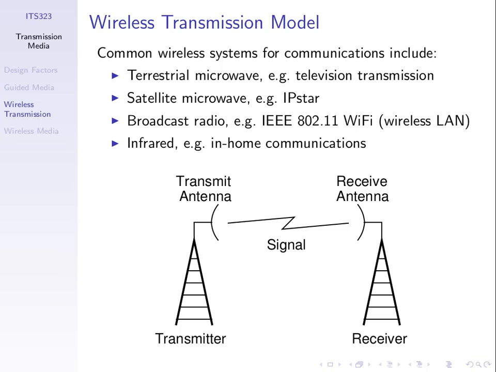So we'll try and look at the relationship between, if we start with some transmit power, we have two particular antennas which have some gains, and if we know how much power we lose across some distance, then we can work out the received power. So that's what we'll focus on today.